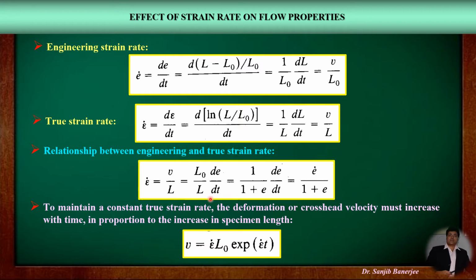So, this equation is represented by this particular term, that is 1 by 1 plus E into dE by dt, and which ultimately gives the value of this term, that is E dot by 1 plus E, where E dot is the engineering strain rate and E is the engineering strain, which ultimately gives the value of the true strain rate. So we can see that the true strain rate epsilon dot is represented in terms of the engineering strain rate E dot, that is equal to E dot by 1 plus E.